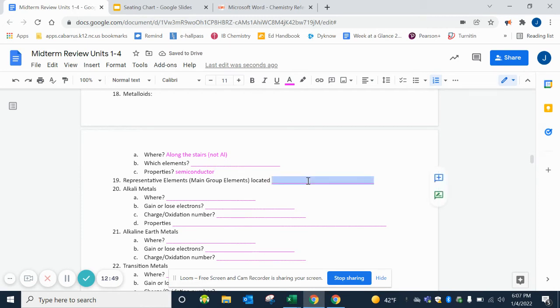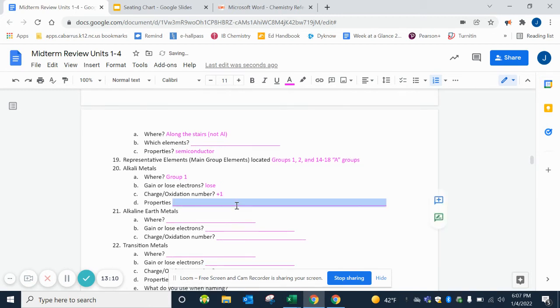Representative elements or main group elements are located in groups 1 and 2, and then 13 through 18. So these are our A groups. Alkali metals are group 1. They will lose 1 electron, so they form a +1 charge. The properties that you need to know is that they are the most reactive metals. They're so reactive they're not found pure in nature, but they are found in stable compounds.